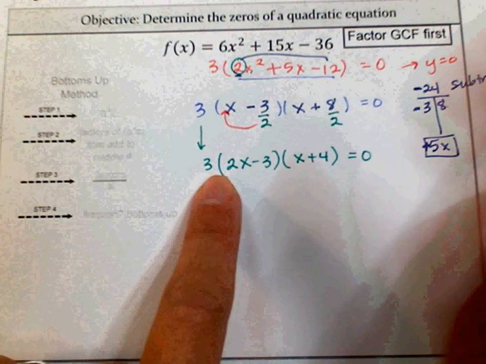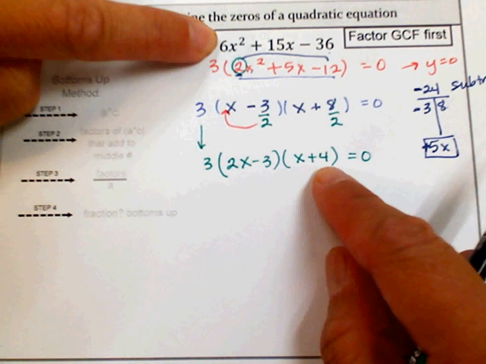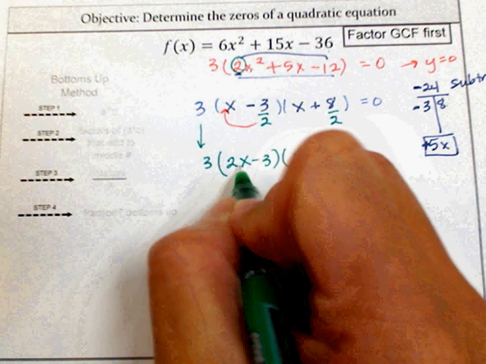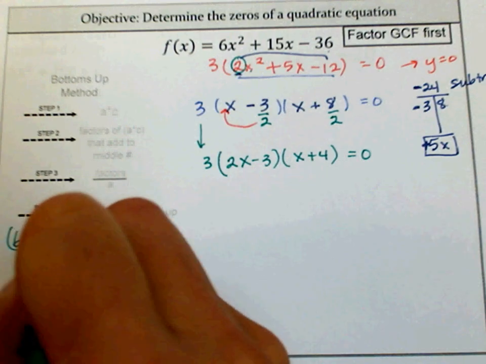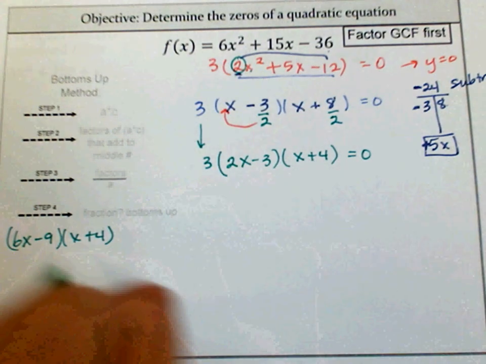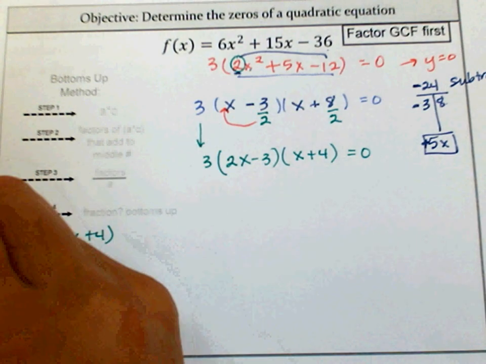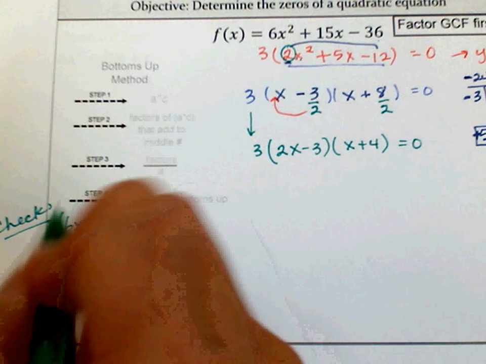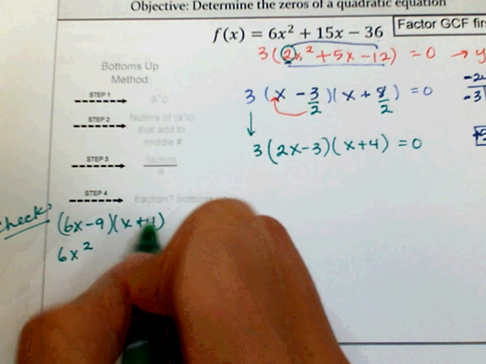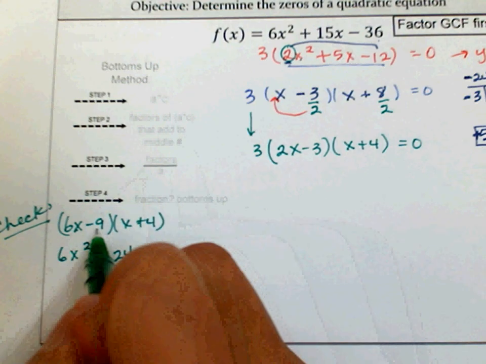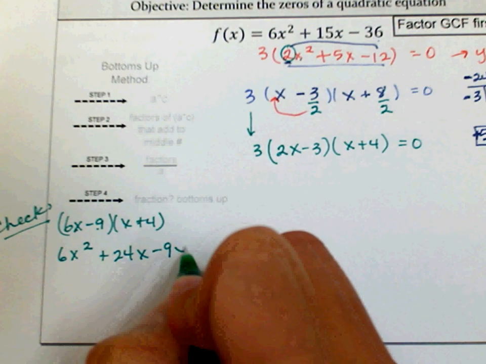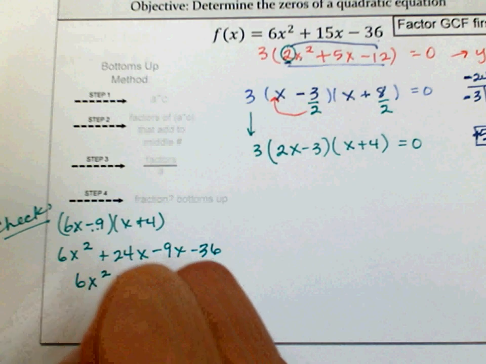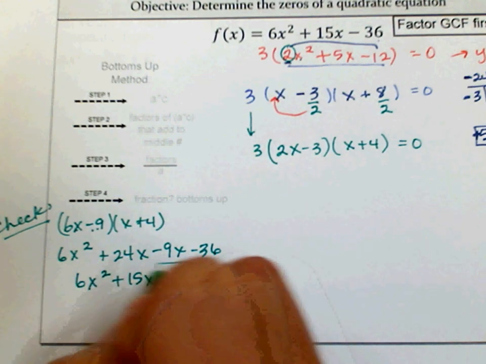If I were to multiply these out, I am going to get this answer right here. So let me show you how you would multiply that out. 3 times 2, you're going to have 6x minus 9 times x plus 4. I'm just showing you, show work, how you can check. This is just how to check. 6x times x, 6x squared, 6x times 4, positive 24x, negative 9 times x, negative 9x, negative 9 times 4, negative 36. Combine your like terms, and that's how you end up with that.